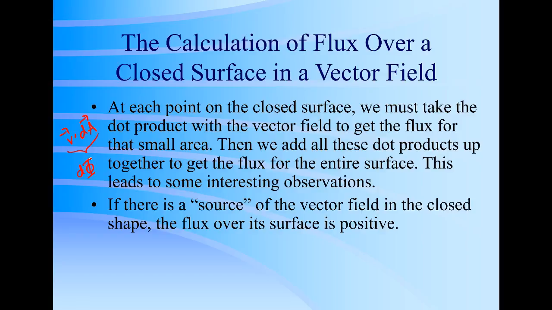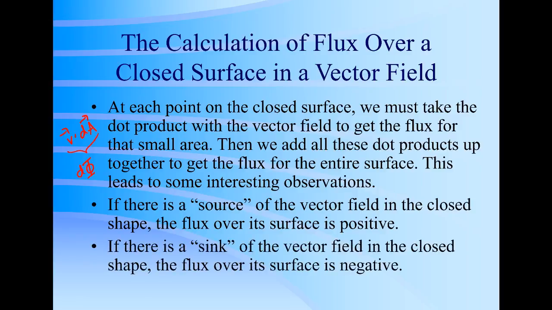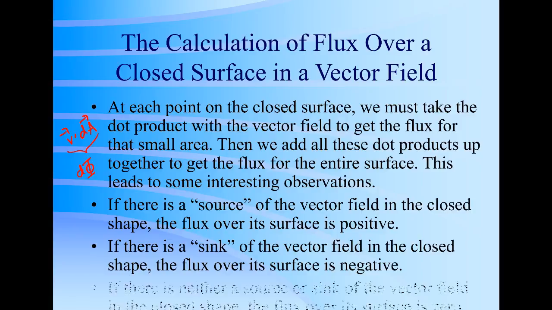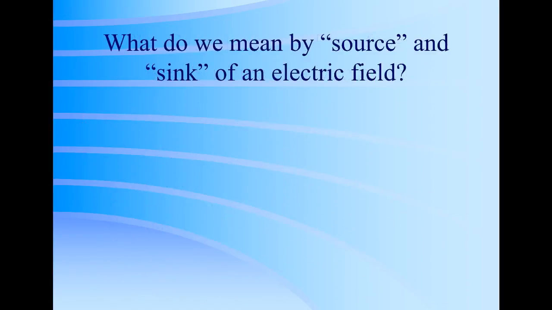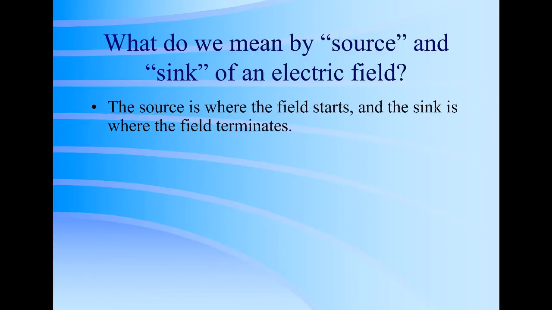Okay, so there's kind of interesting things that happen. If there's a source of the vector field, then the flux over the surface is positive. If there's a sink of the vector field, then the flux is negative. Now to connect this to charges, well, first of all, if there's neither a source nor a sink, then the flux is 0. But to connect this with an electric field, the source is where the field starts and the sink is where the field terminates.